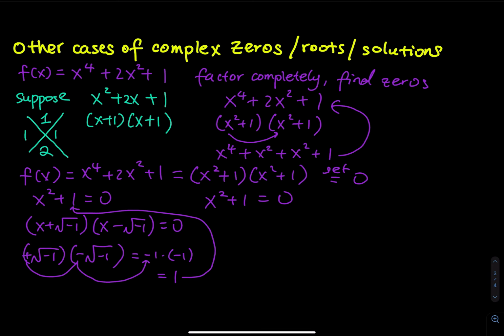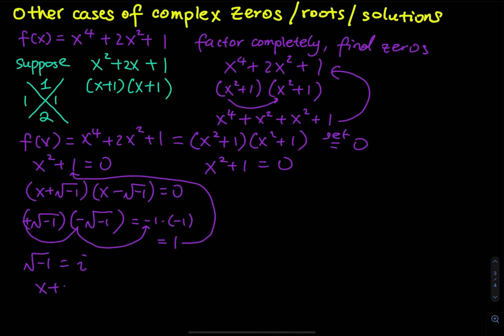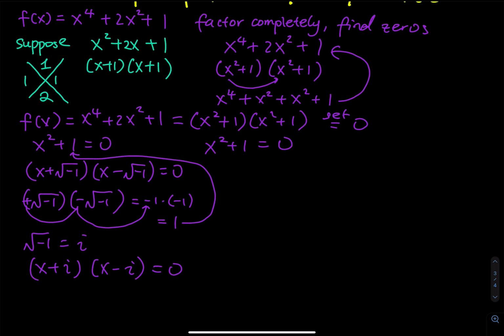All right. And then the square root of -1 is what? The square root of -1 is equal to i. So basically you have x plus i, and then times x minus i equals 0. So this one you have x equals -i and positive i, right? So that one is just x plus i, and then x minus i equals 0.